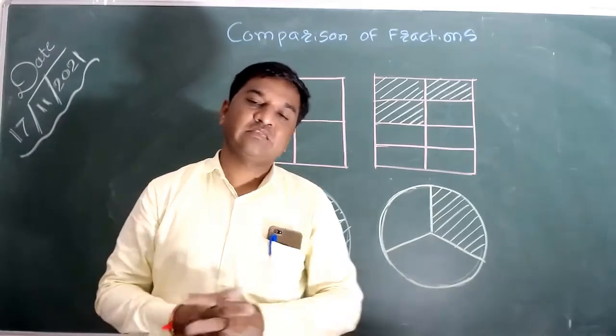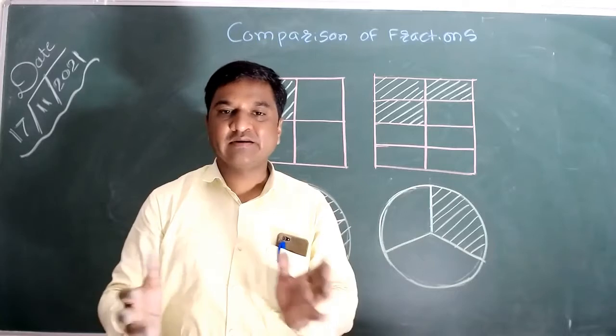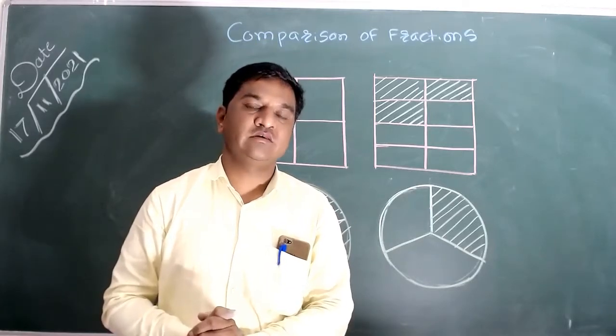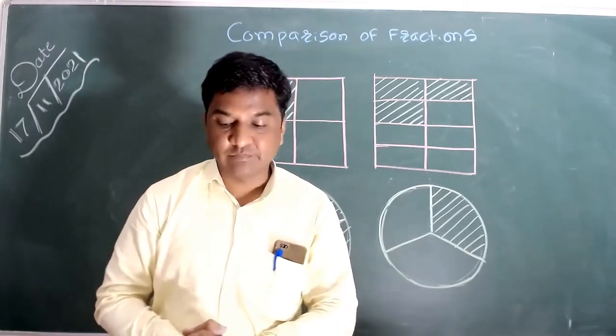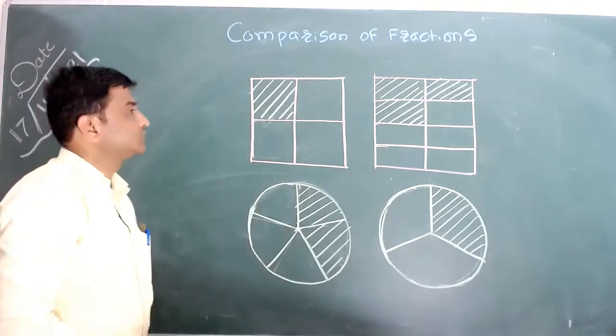Hello friends, in the last video we saw the comparison of like fractions, and we found that the comparison of unlike fractions is a little bit difficult. So how to compare unlike fractions? We'll see it with some examples and with some figures.